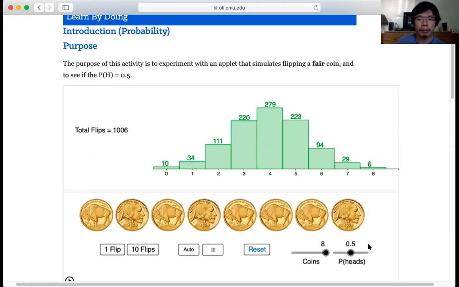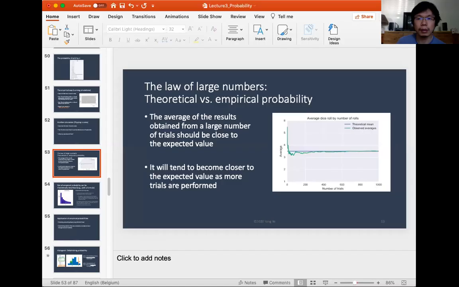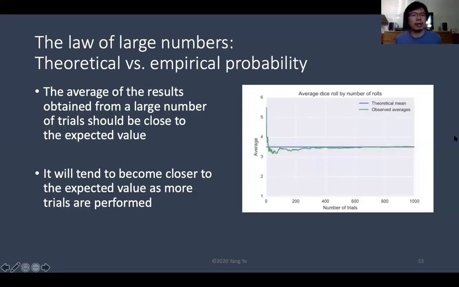Let's go on. So there we come to the law of large numbers. The average results obtained from a large number of trials will be close to the expected value. That's the idea. So if you throw a dice, for example, you need to throw it many, many times in order for the observed average to be close to the theoretical average, the theoretical mean. Okay? But this does require a large number of repetitions.